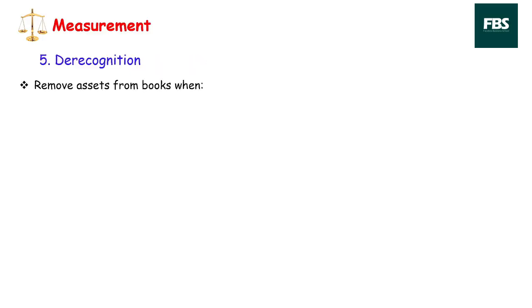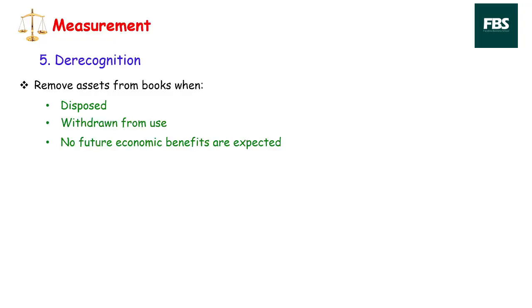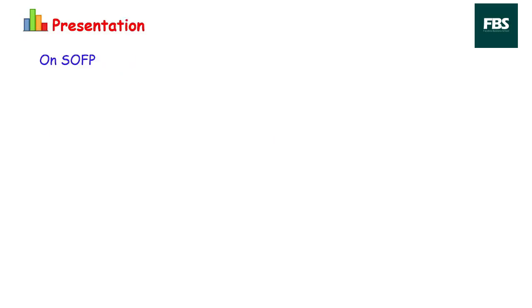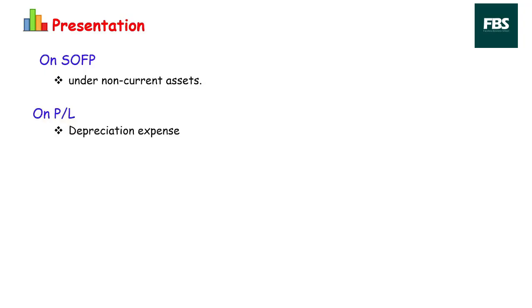Derecognition. Remove an asset when it is disposed of, withdrawn from use, or no future economic benefits are expected. The gain or loss on disposal is calculated as the net disposal proceeds less carrying amount. This is reported in profit or loss. Presentation. Assets are shown on the statement of financial position under non-current assets. Depreciation expense and disposal gains or losses go to the statement of profit or loss.